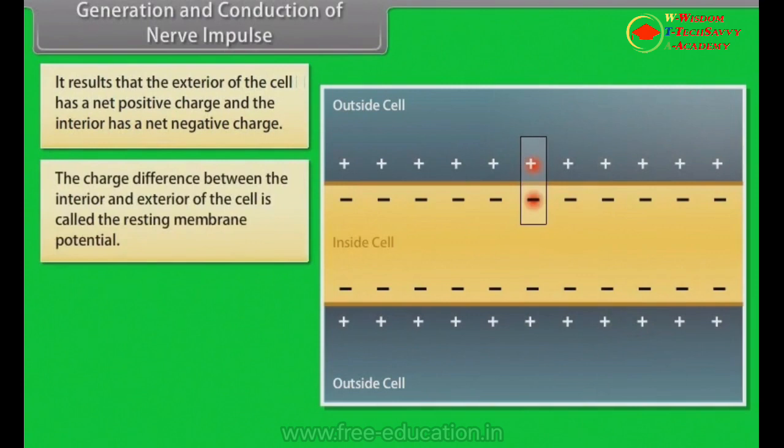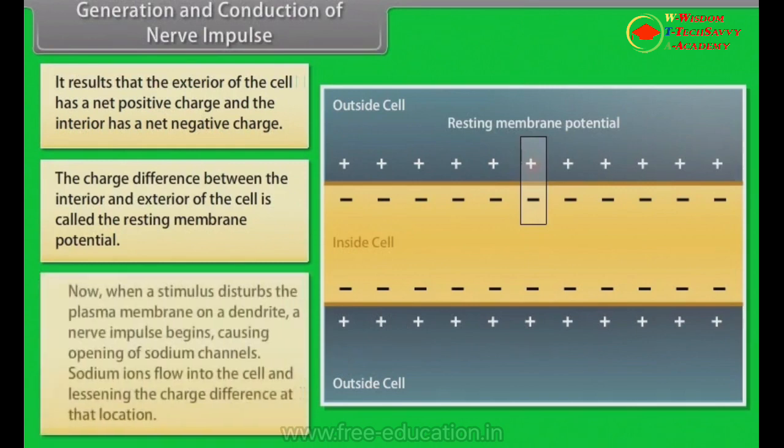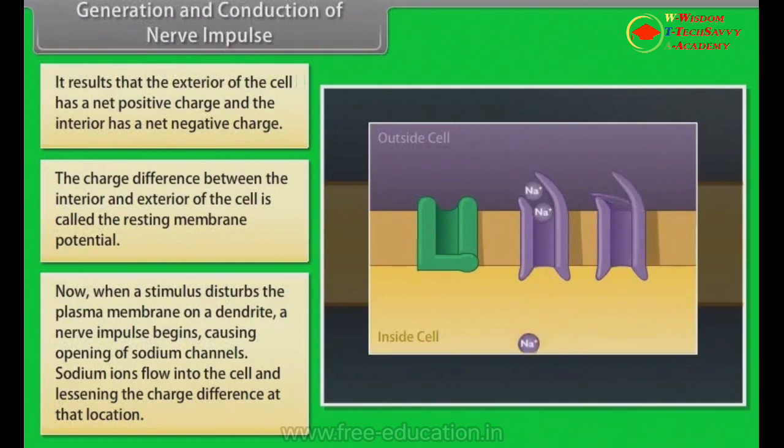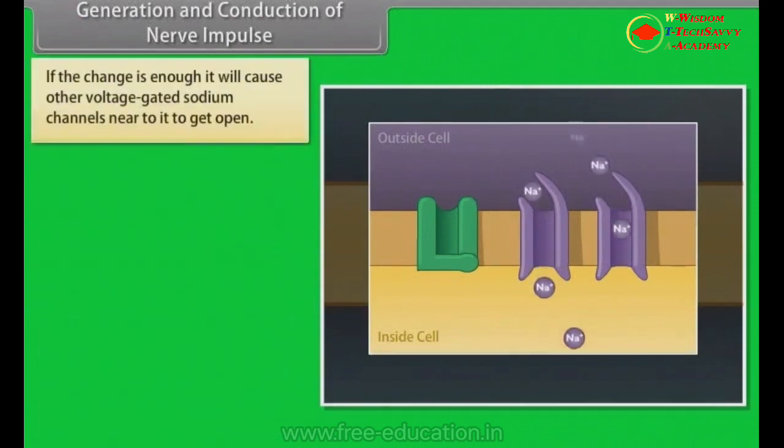The charge difference between the interior and exterior of the cell is called the resting membrane potential. Now, when a stimulus disturbs the plasma membrane on a dendrite, a nerve impulse begins, causing opening of sodium channels. Sodium ions flow into the cell and lessen the charge difference at that location. If the charge is enough, it will cause other voltage-gated sodium channels near it to open.